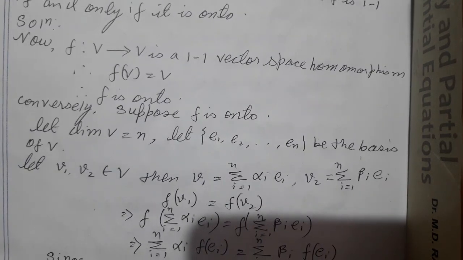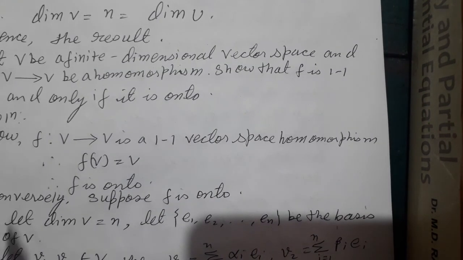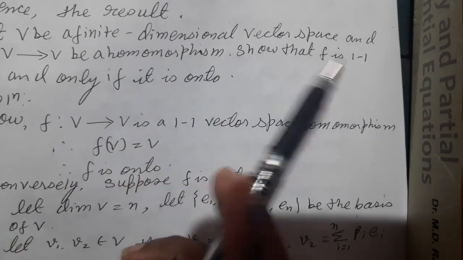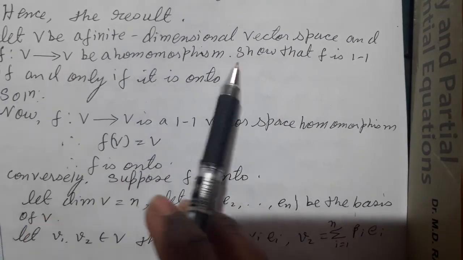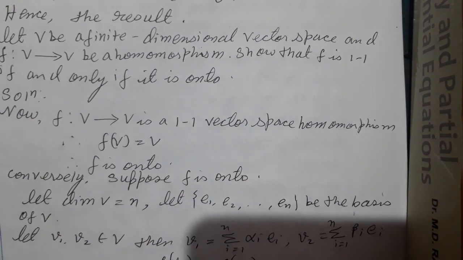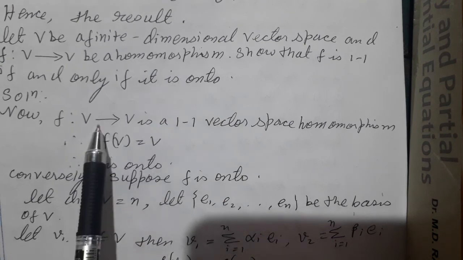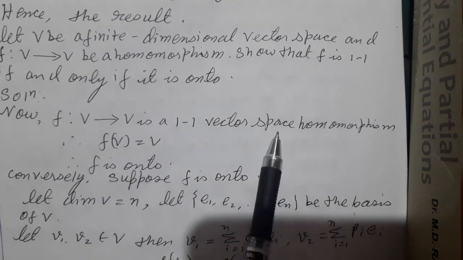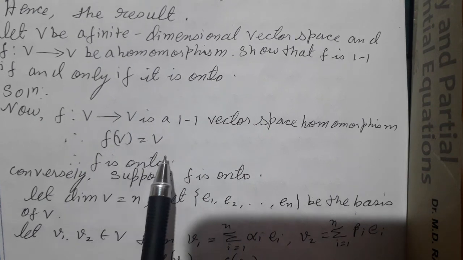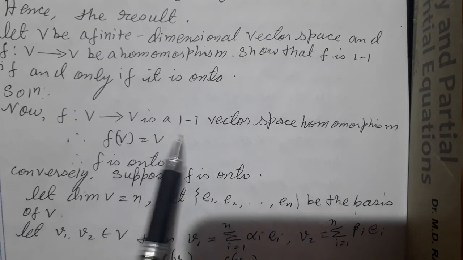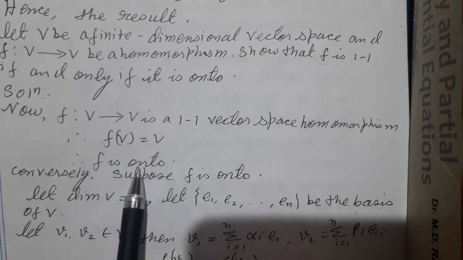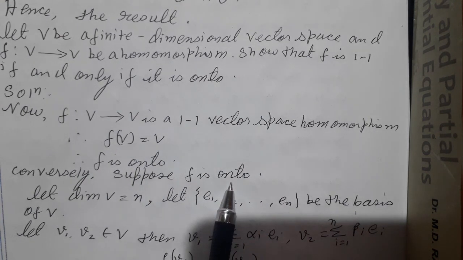Now in the next question, we have this. Let V be a finite dimensional vector space and F be a mapping from V to V, a homomorphism. Show that F is one-one if and only if F is onto. Now we take a vector space homomorphism from V to V which is onto. Now suppose F is onto.